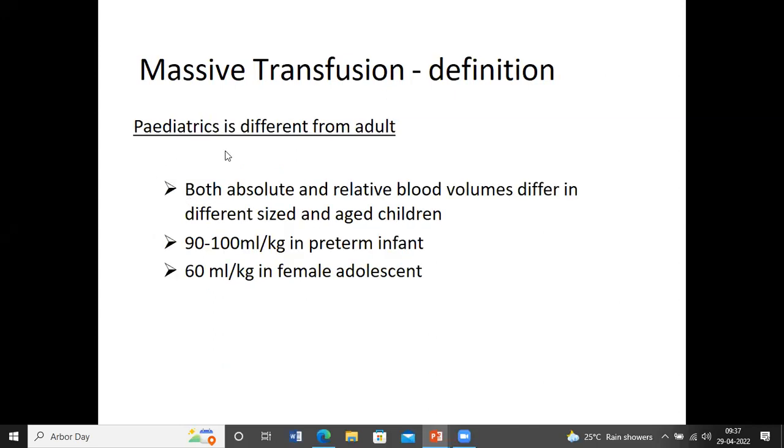As we know, pediatrics is always a little different from adults, and therefore in preterm infants, it can be as high as 100 mL per kg, while in female adolescents, it can be only about 60 mL per kg.